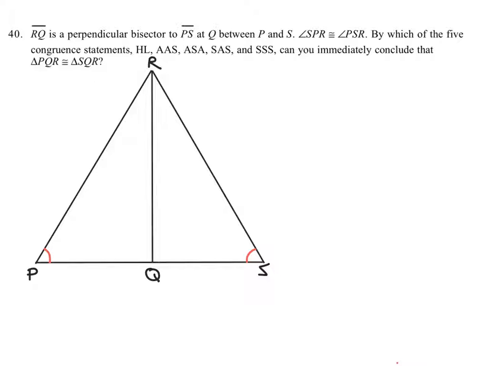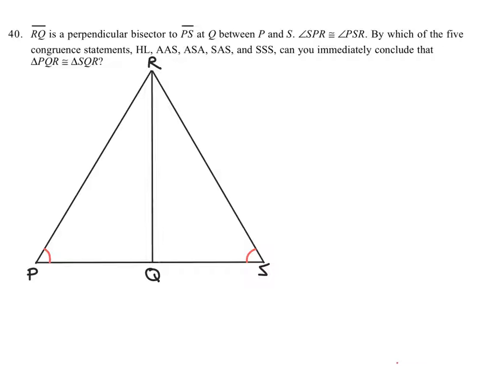Okay, so surprise, surprise. If you're hearing this, it's because maybe you couldn't figure out what the answer to this is, or you went to the study guide and you don't agree that it's hypotenuse leg or angle angle side. Because this says you need to immediately conclude it. You don't have to establish anything new.